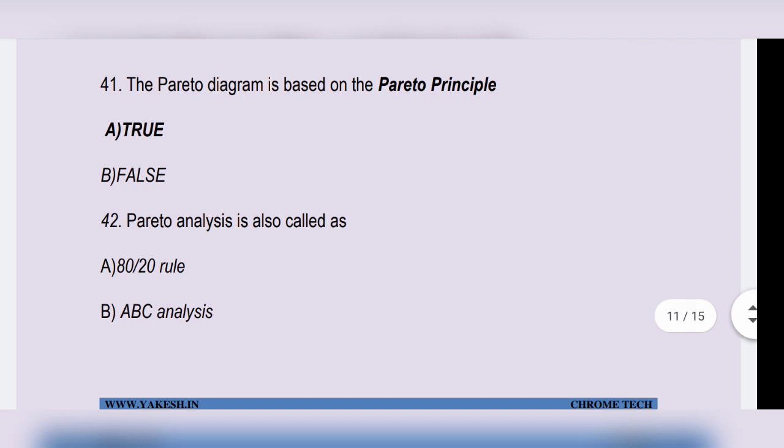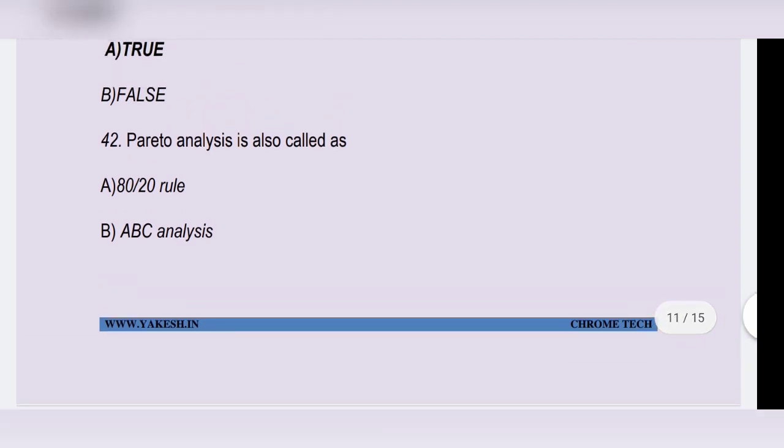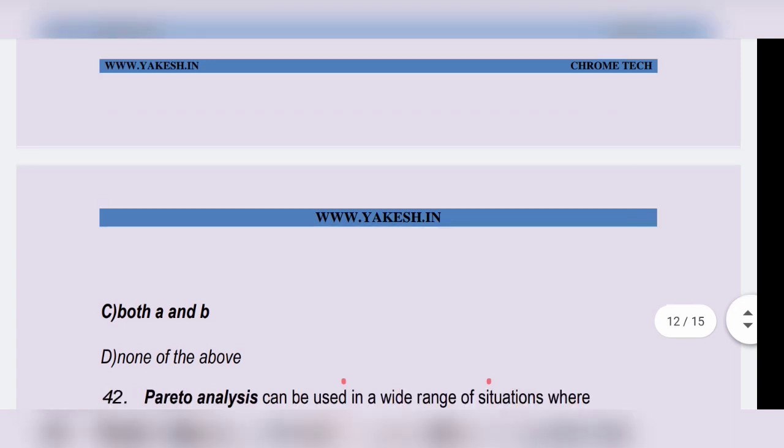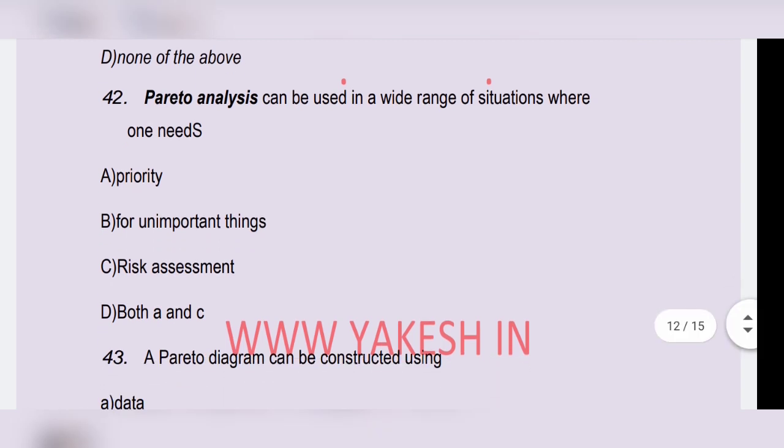The Pareto diagram is based on the Pareto principle. True. True is the correct answer. Pareto analysis is called as dash. Option C, both A and B. Pareto analysis is also called the 80/20 rule, ABC analysis. Option A and B both are right. So option D is the correct answer, both A and B. Pareto analysis can be used in a wide range of situations where one needs.